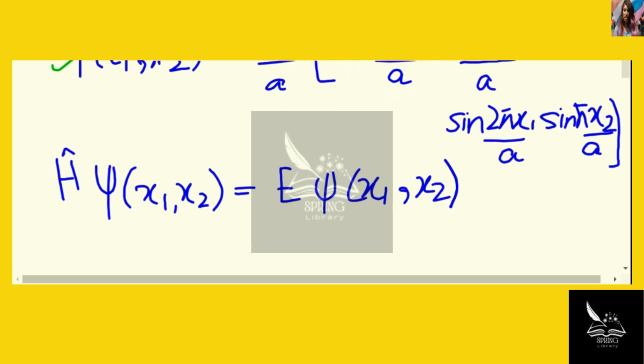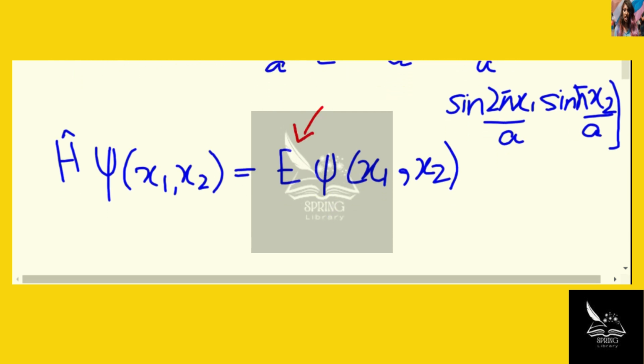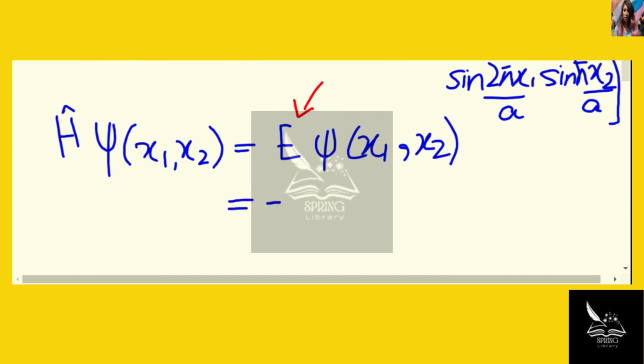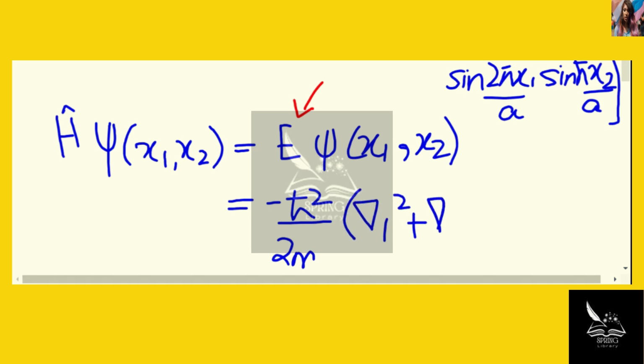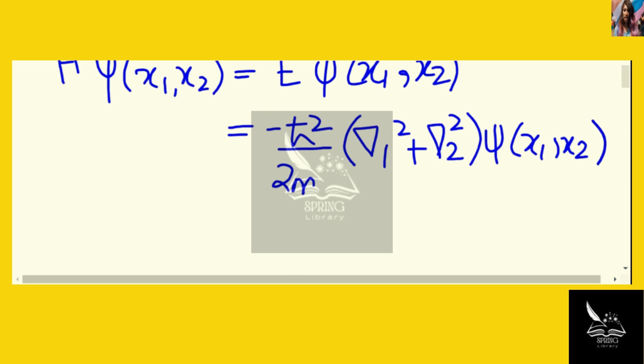The next step is that we need to plug in the value for the Hamiltonian, and that is h-bar squared divided by 2m, an equation that we already know. You just need to recall your previous knowledge. Del 1 squared plus del 2 squared, times the wave function of x1 and x2. From here we need to partially differentiate this wave function with respect to x1 and then with respect to x2.